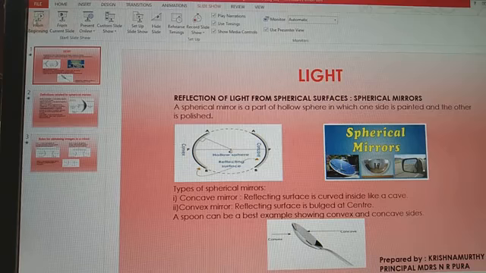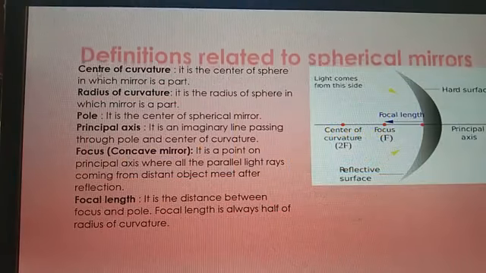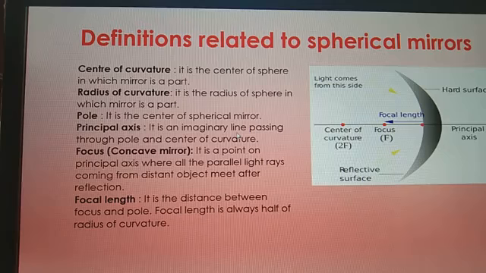Then there are definitions related to spherical mirrors. We shall go on discussing the various definitions related to spherical mirrors. They are center of curvature, radius of curvature, pole, principal axis, focus and focal length. Center of curvature is the center of the sphere of which the mirror is a part. As I have told you, the mirror is a part of a sphere. If you imagine a whole sphere, it will have a center, and the center of that sphere itself is the center of curvature of the mirror. The center of curvature is represented here in the figure.